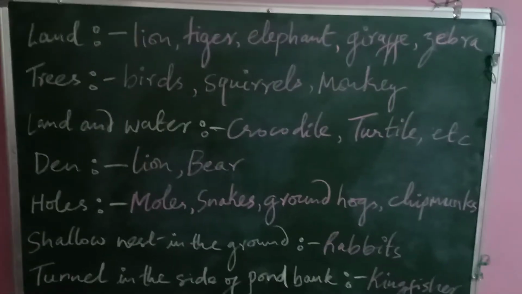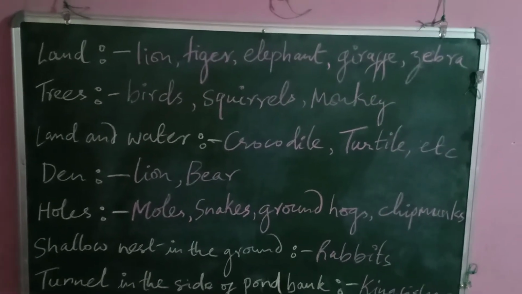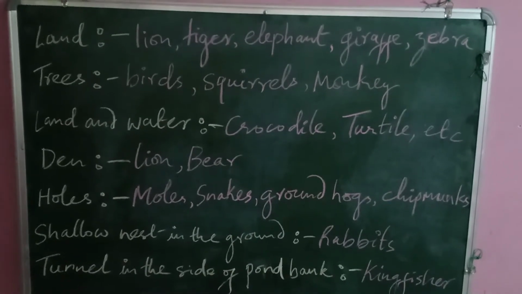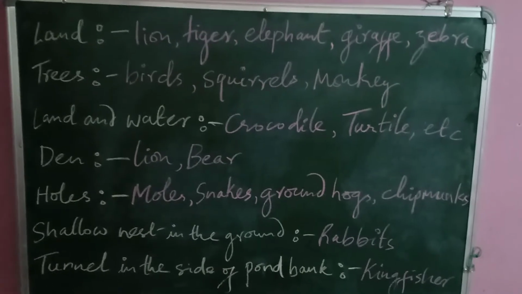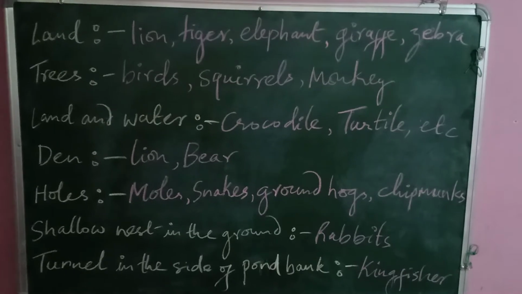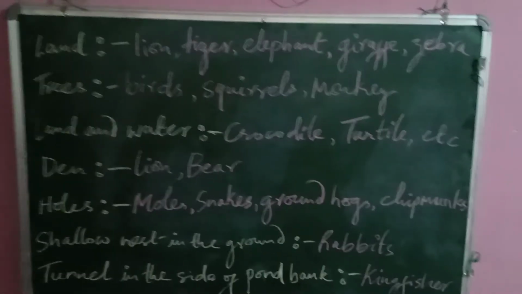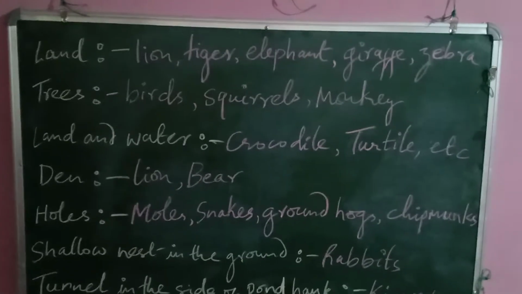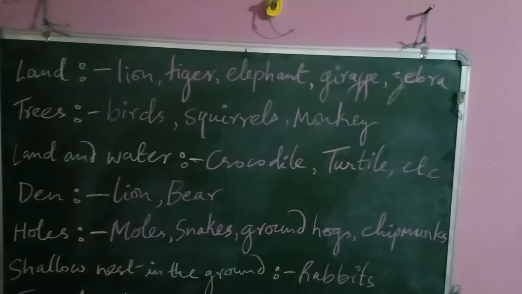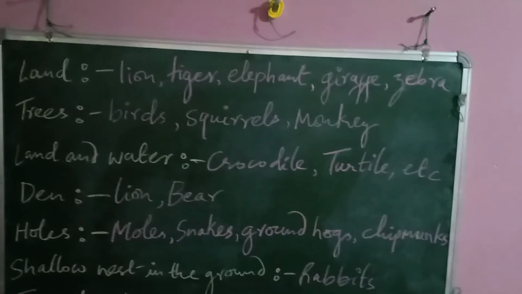The homes for these wild animals could be land, trees, land and water, den. Den means cave, okay, and then holes, the shallow nest in the ground, and the tunnel in the side of a pond bank. So I have categorized in these forms where these animals could make their homes to live for their existence.